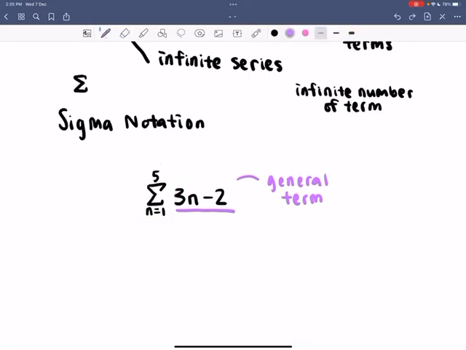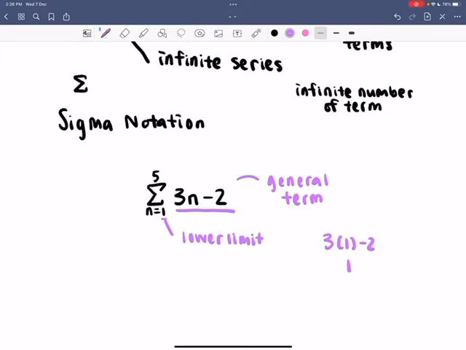And so we'll start from the bottom, and the n equals 1. The 1 is called the lower limit. And basically what that means is that it will be the first n value that is substituted into the general term. So the first value we have is going to be 3 times 1 minus 2, which is 1. So that's going to be the first term.